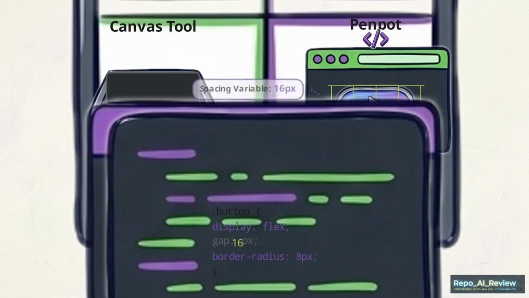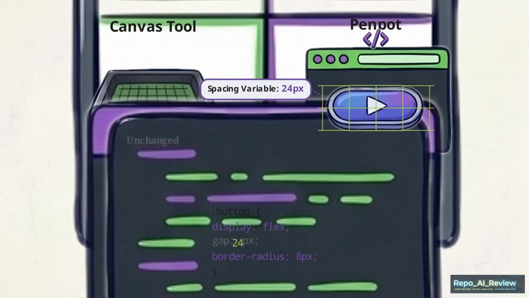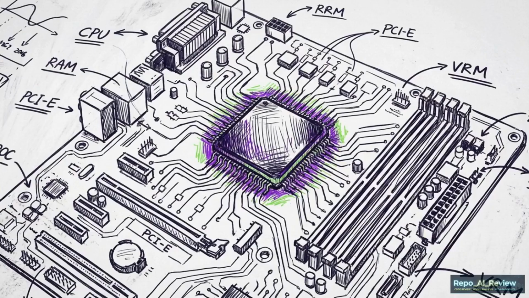Penpot integrates native design tokens directly into this structure. This creates a strict one-to-one single source of truth. Change a spacing variable in the design file, and it instantly syncs across both the design system and the development repository. The trade-off is hardware utilization.